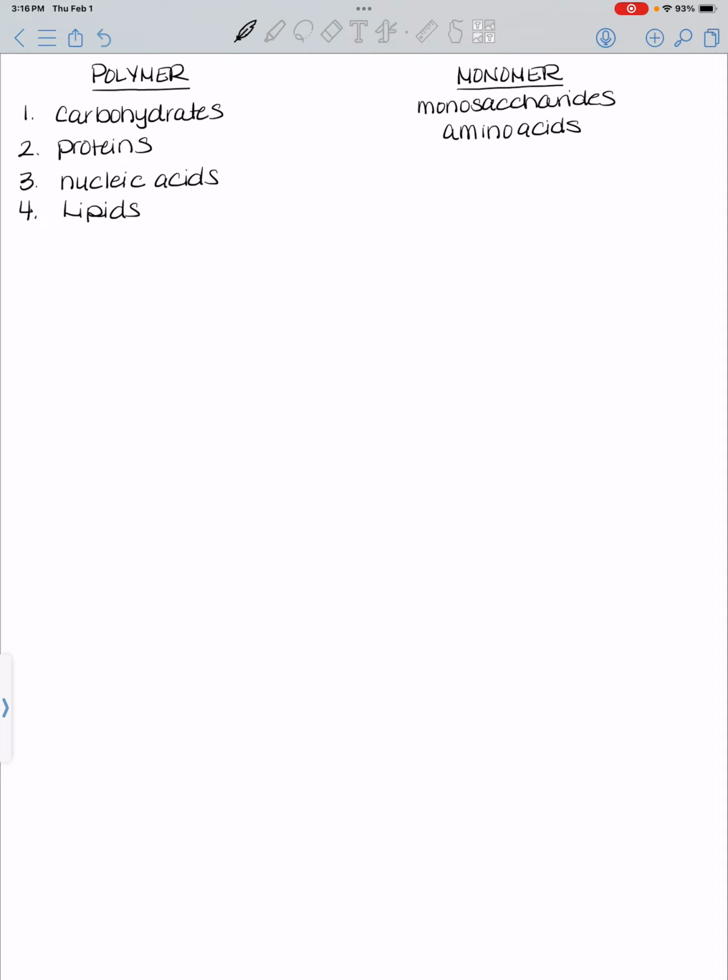We could call polymers of carbohydrates polysaccharides, like I said. We could call polymers of amino acids proteins, or we could call them polypeptides. So we can call these also polysaccharides. And we can also call proteins polypeptides.